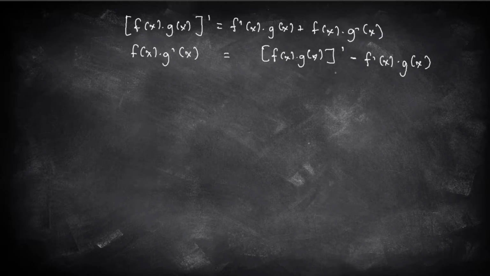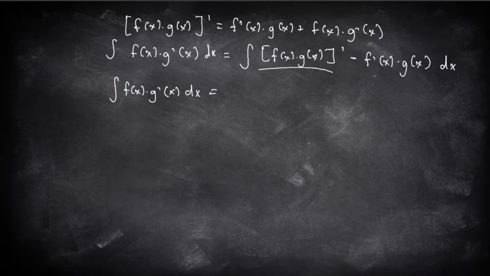And then we're going to take the integral of both sides with respect to x. So the integral of this, we just leave it alone. And when we have two things subtracted, we just do them individually. So the integral of a derivative, they cancel each other out. So all we have is f of x times g of x minus the integral of this.